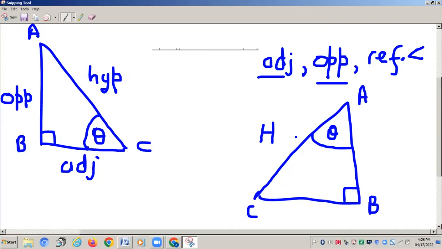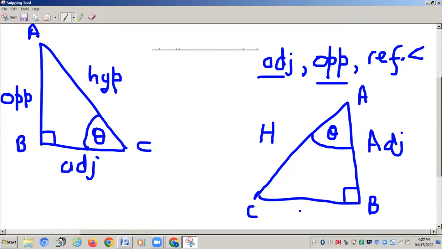All right, somebody else. Can somebody else tell me what the adjacent side is? AB. It will be AB. Why is it AB? Because it is in between the reference angle and the right angle. Very good. So any side that's between the reference angle and the right angle is called the adjacent side.